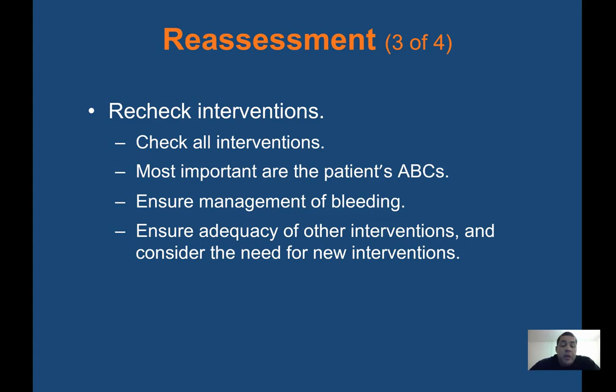reassessment. You want to consider the need for new interventions. Do we need to throw another tourniquet on that patient who's bleeding? Does it look like the patient has 2 femur fractures now? So now we're going to go ahead and splint the other leg, put them in a traction splint.